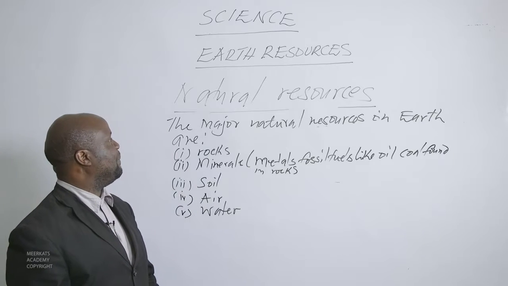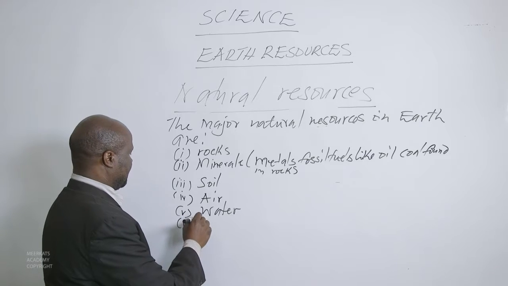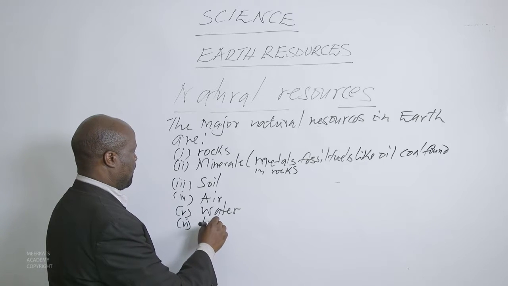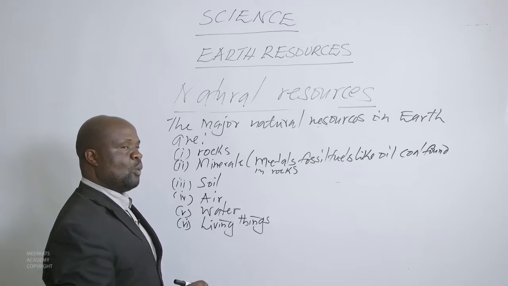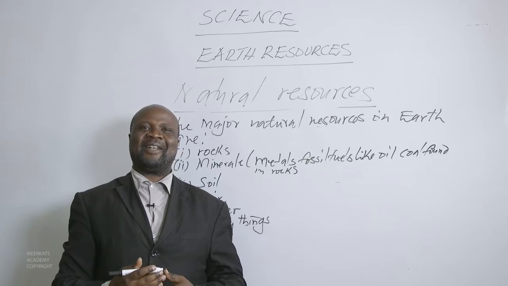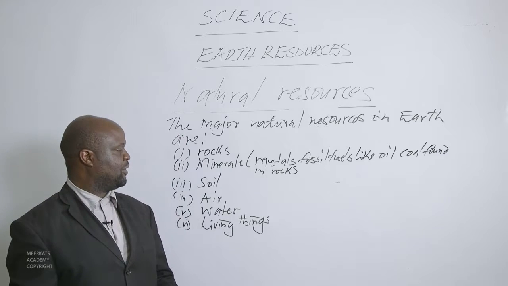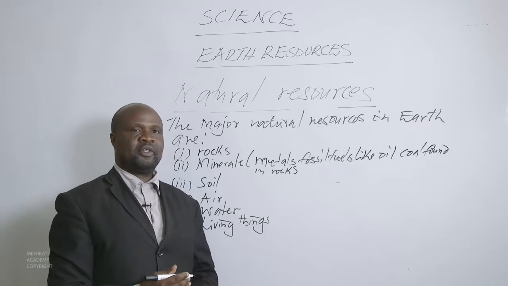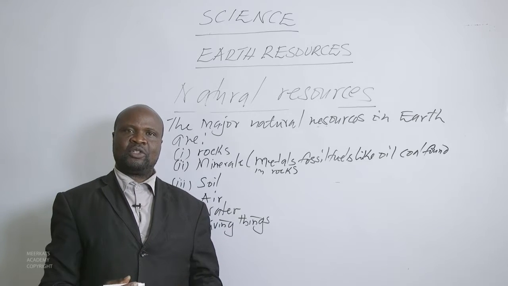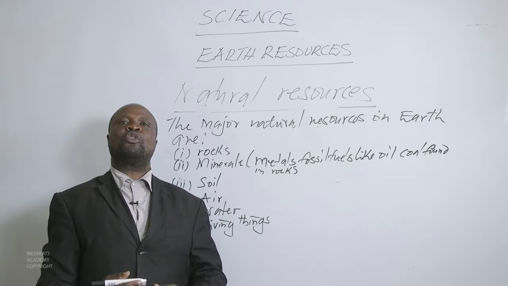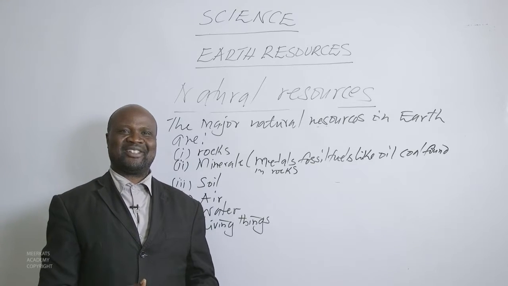Another major natural resource, the sixth one, we have living things. When we talk of living things as a natural resource, what we are saying is human beings depend on these living things, meaning human beings can feed on plants. We can also feed on other living organisms like animals. So they become natural resources that are available.